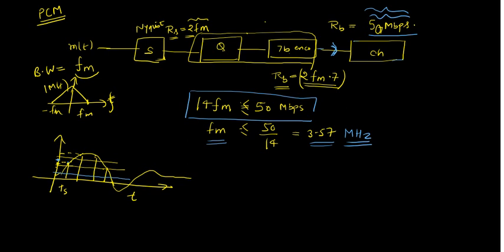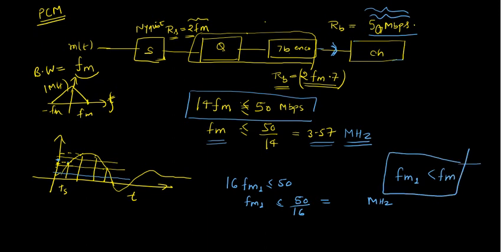So if you encode your signal by 8 bits here, then what would happen? If you represent it by 8 bits, the bandwidth of the message signal which you can accommodate or allow here would decrease. So FM will become less than 3.57 MHz. So, as you can see, there is a trade-off, right?